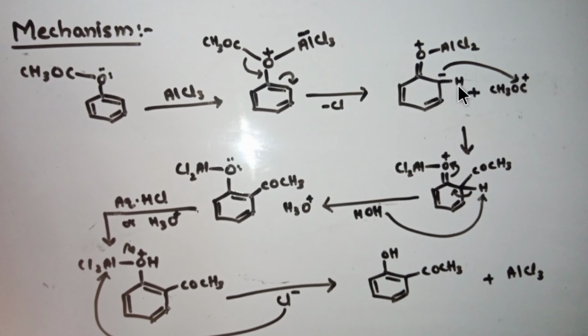But the reaction at the ortho position will be more as compared to the para position, because at the ortho position the negative charge density will be more, because it is near to the oxygen or to the electron donating groups. So this negative charge will attack on this acyl group, and a double bond will be produced here, and the same bonds will be produced.